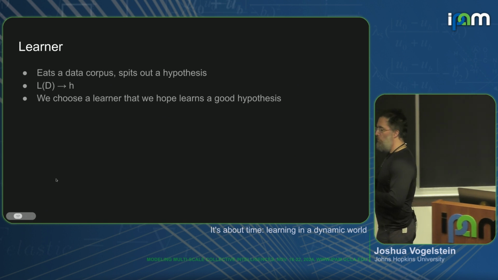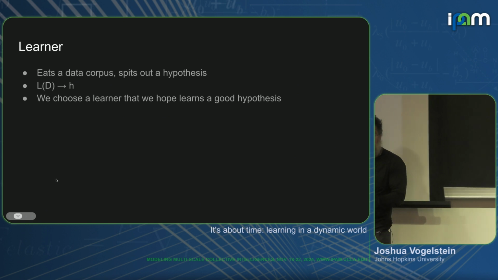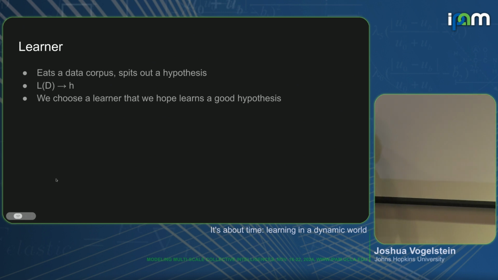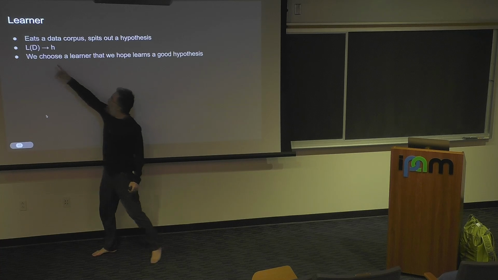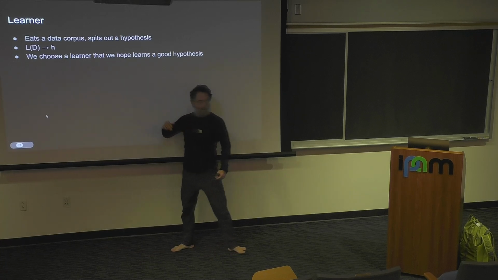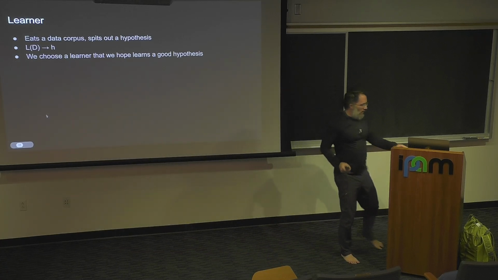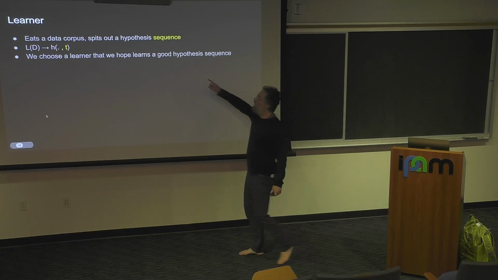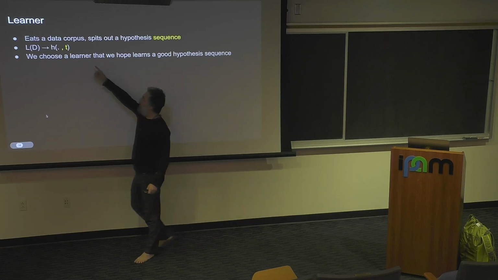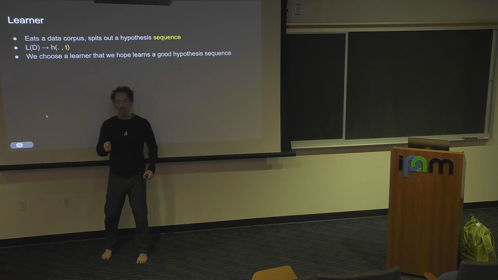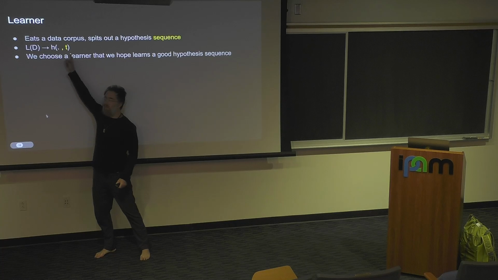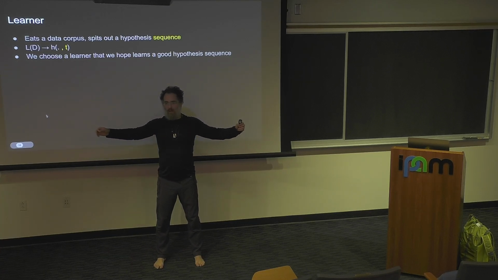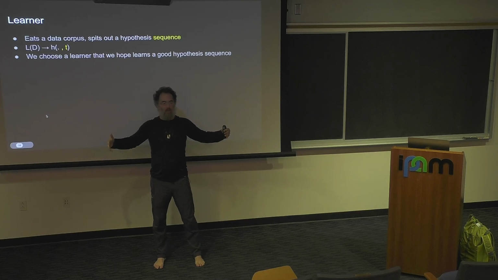Now, no one's giving us the right hypothesis. We need a learner that tries to find a good hypothesis. So a learner eats some data corpus and spits out a hypothesis, just like that. And we want, as I said, to choose a good one. We're going to change this a little bit: it's going to output a hypothesis sequence. So instead of getting one fixed hypothesis at one time, and this is really key, what we output is an infinite sequence of hypotheses. I'll tell you how to do that in a computationally reasonable fashion.